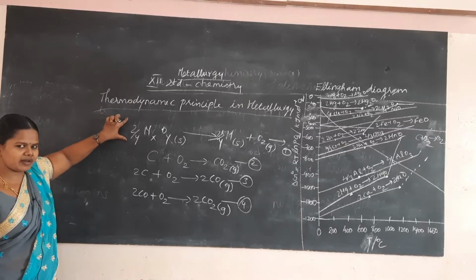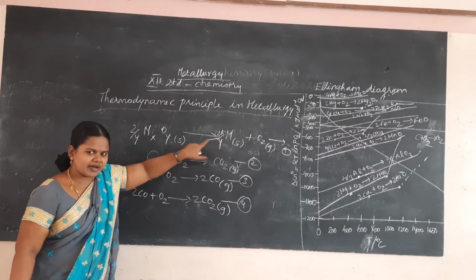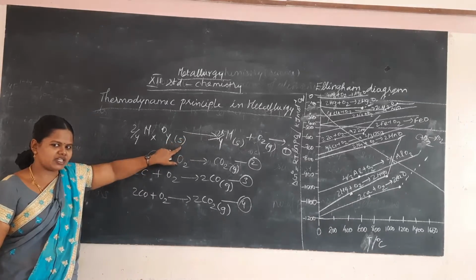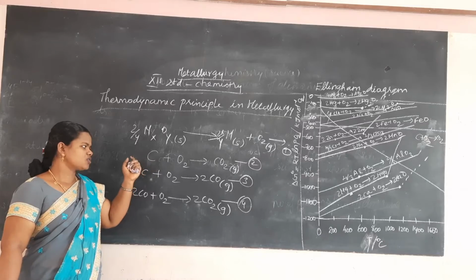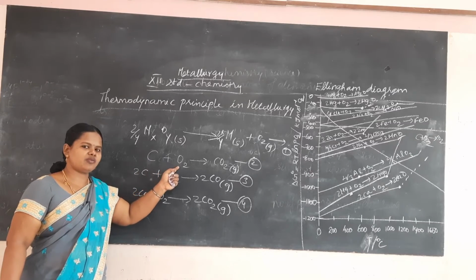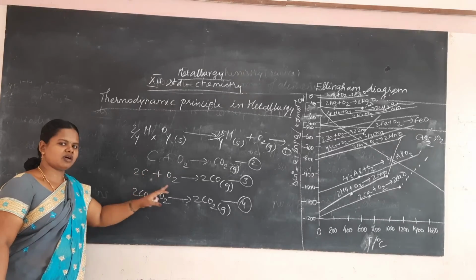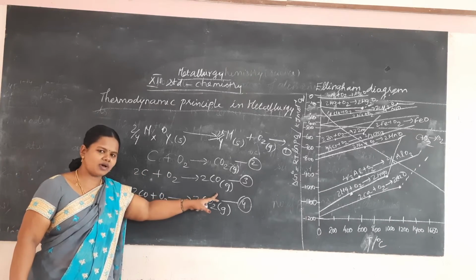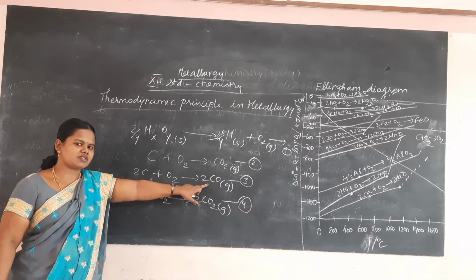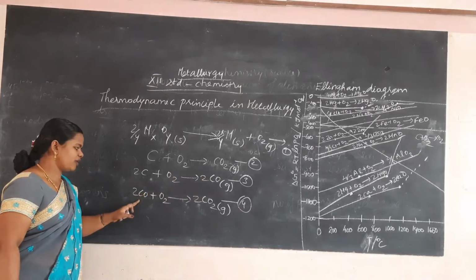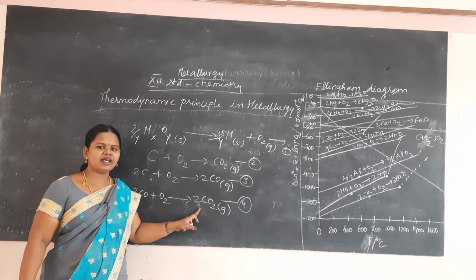So this is the general reaction in which a metal oxide is reduced to metal. For that we are using different reducing agents. For example, carbon is used as a reducing agent. So carbon combines with oxygen to form what? Carbon dioxide gas. Then again carbon combines with oxygen to form what? Carbon monoxide gas. Then if this carbon monoxide is used as a reducing agent, it reacts with oxygen to form what? Carbon dioxide gas.